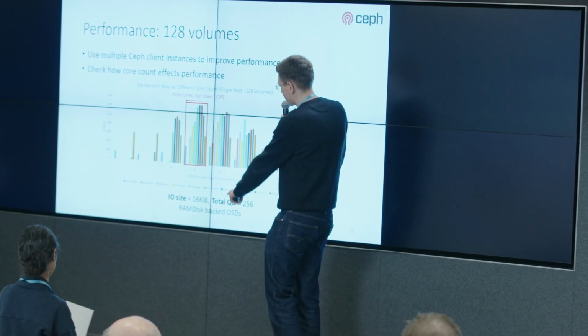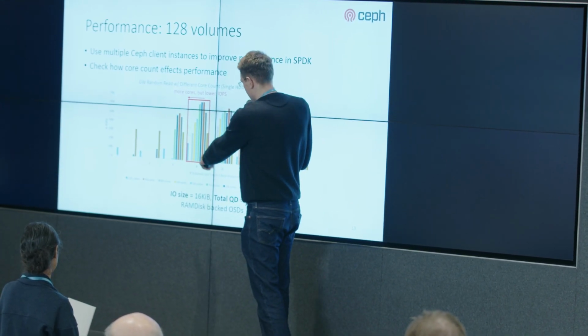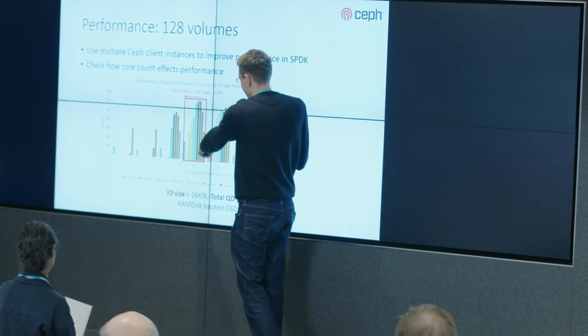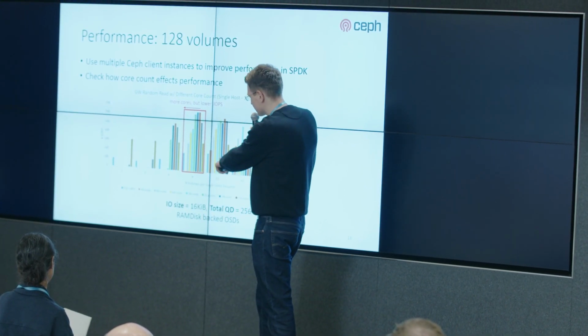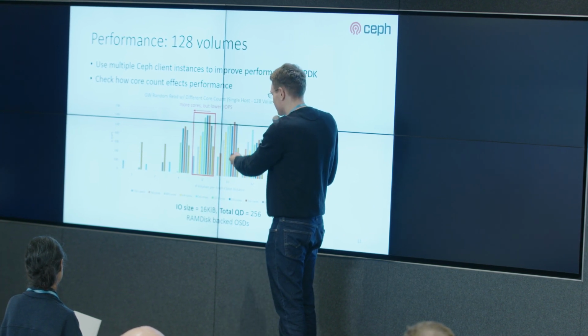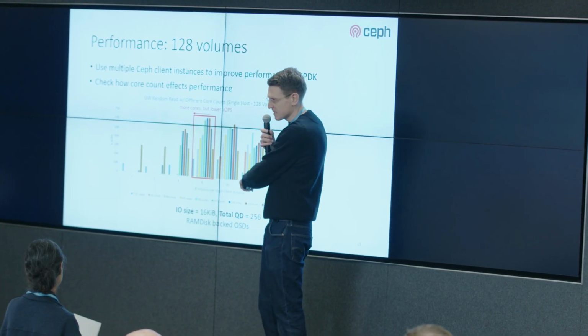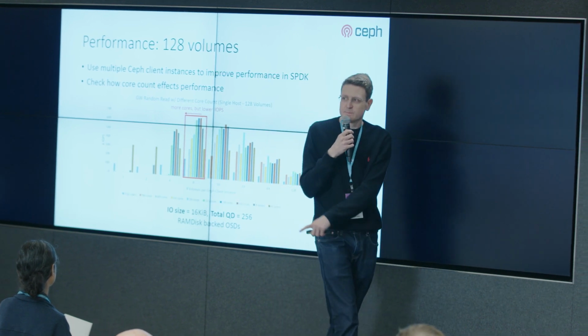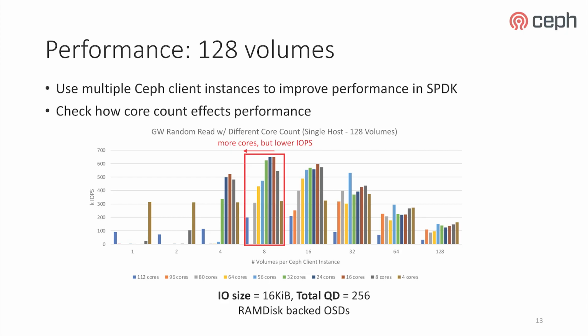I know it's a lot of bars, but what I want you to focus on is the red one, which is the best performance you can achieve in this scenario, with 8 volumes per Ceph client instance. Again, we have 16 kilobytes, and the total queue depth is 256. The different bars are the number of cores, and around 16 cores, we actually achieve line speed essentially.